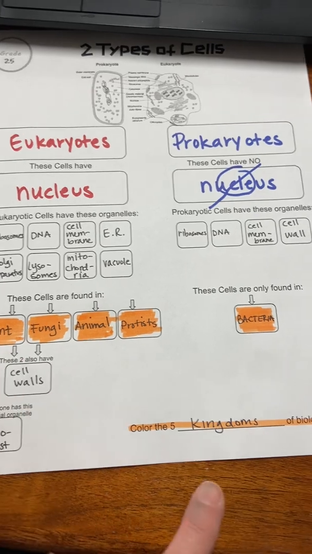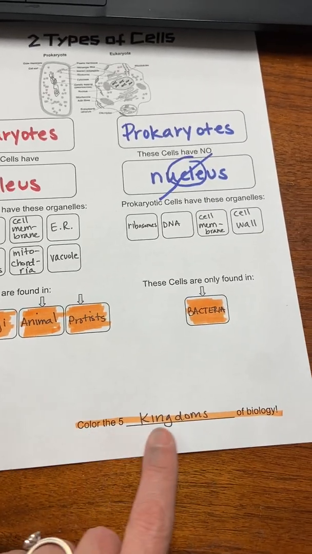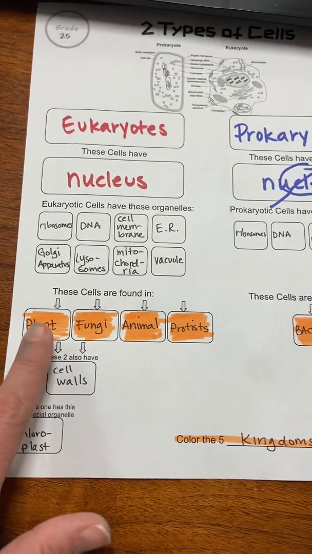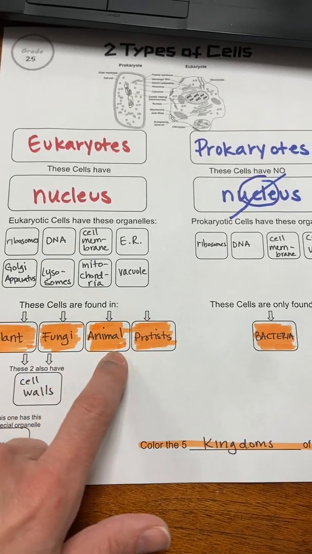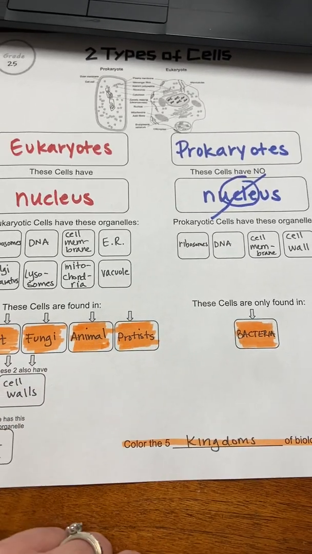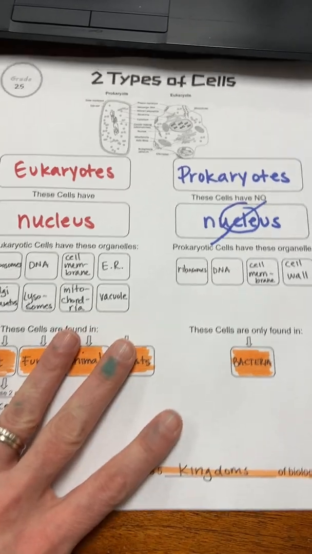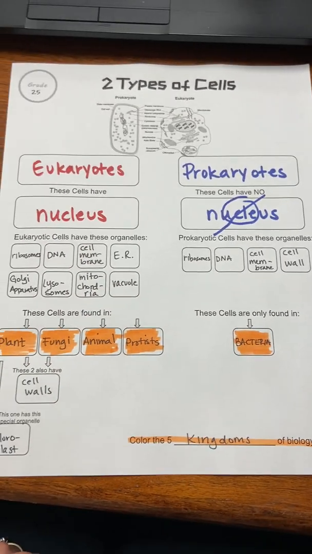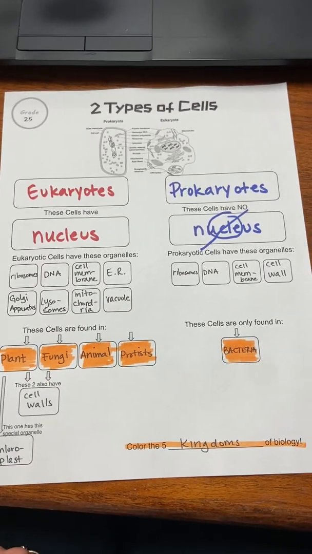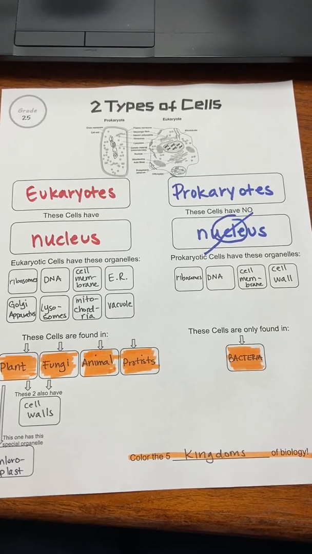Okay, so I want you to write kingdoms right here, and I want you to shade or color in the 5 kingdoms of biology. And that will complete page 11, and make sure you're prepared for the test. So I will also post a picture of this. Thanks, guys.